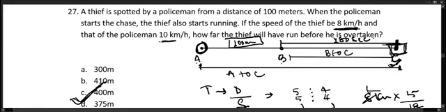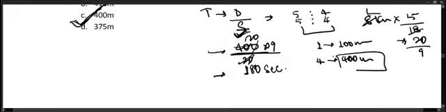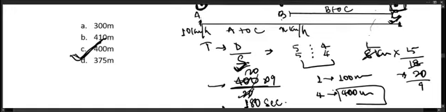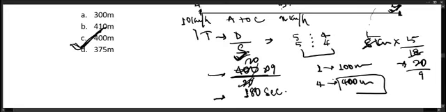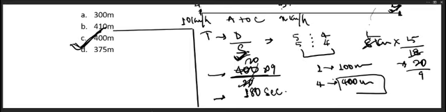Now what if we are asked to find the speed of the thief? Let's say the police is traveling with a speed of 10 km per hour, and we have to find the speed of the thief, that is x km per hour. Before finding the speed, let us see one more approach to find the time.